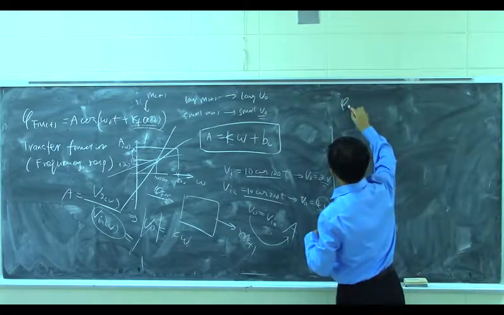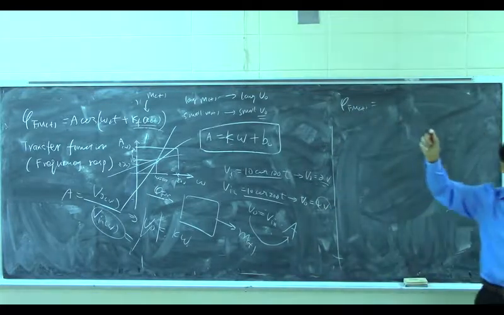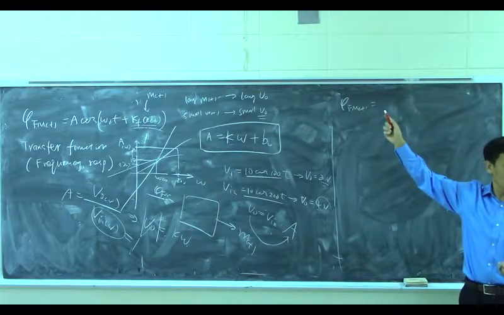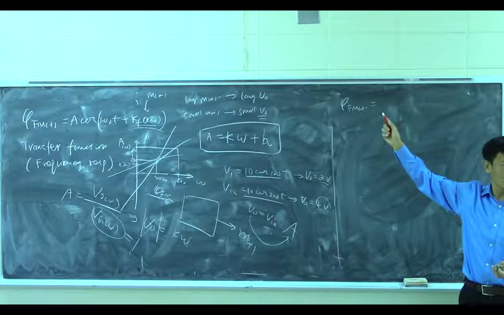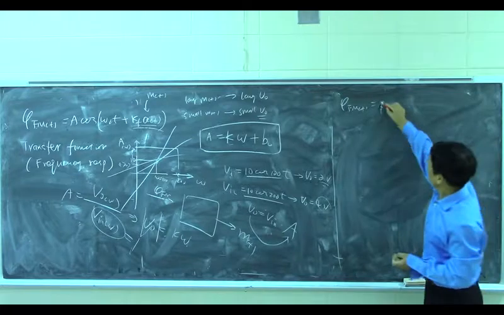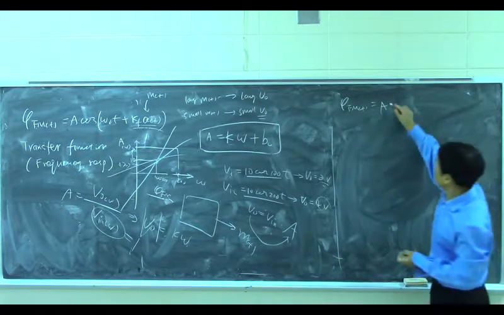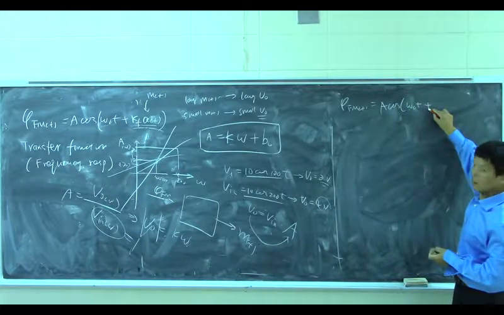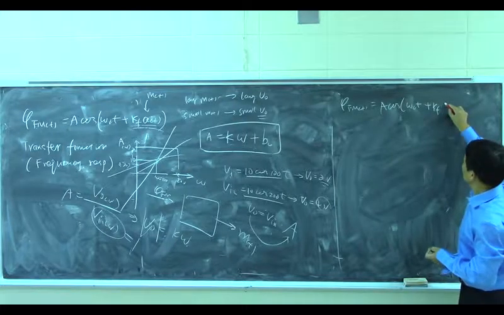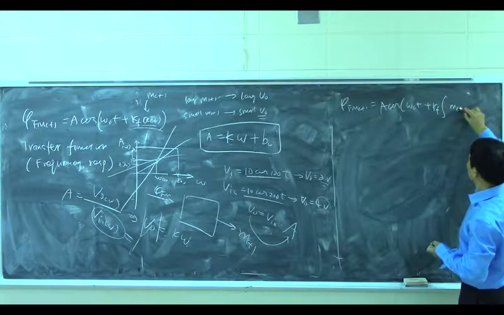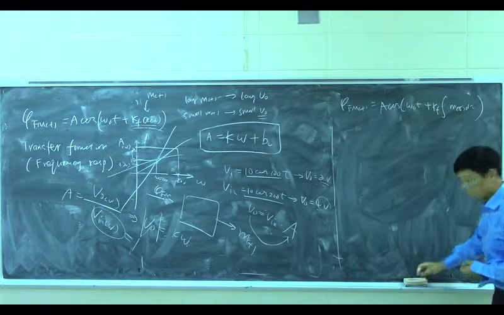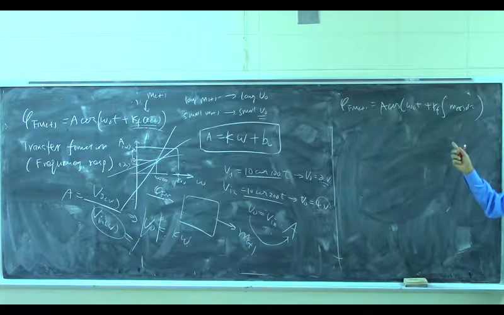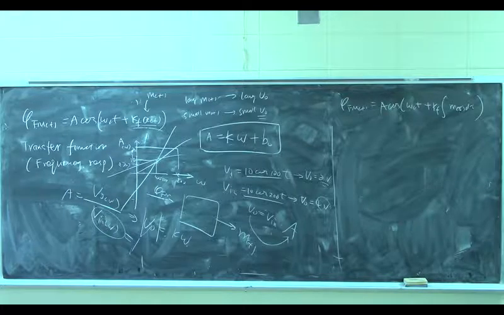The time domain FM signal. Anyone remember this? What is the ideal FM signal? A times cosine of omega_c t plus k_f times the integral of m(tau) d tau, for simplicity. Still remember this? If you forget this, you know the midterm test is very soon, right?